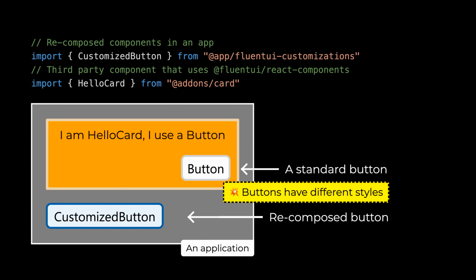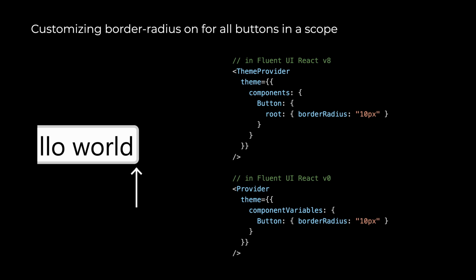It also disallows code reuse between an application built on standard Fluent UI components and one that uses the recomposed components. There are also use cases where applications use standard Fluent UI V9 components but want to tweak a particular design aspect across the entire application. Let's take the example of customizing button corner radius. This was possible in both V0 and V8, but cannot be achieved in V9.